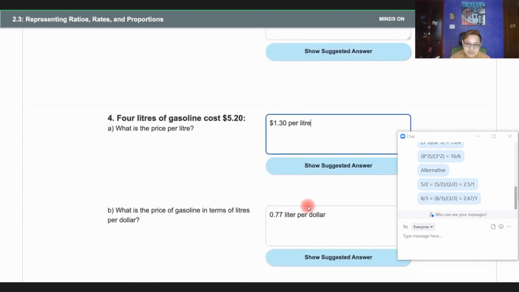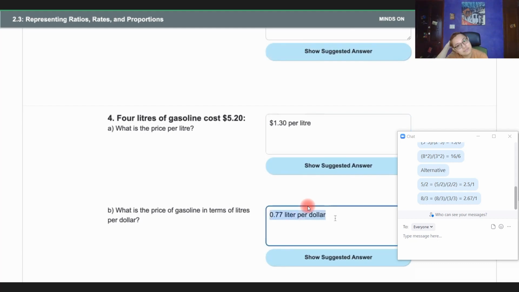So, what is the price of gasoline in terms of liters per dollar? Liters per dollar. So it's the other way around. It's 4 divided by 5, isn't it? So in theory, why would you take A divided by B but not B divided by A? Yeah, so it can be done the other way around.